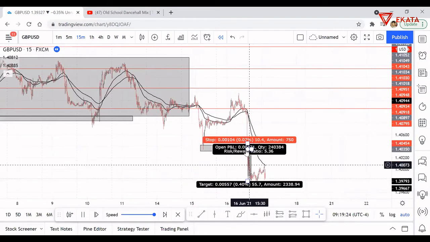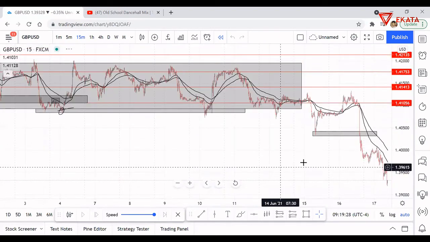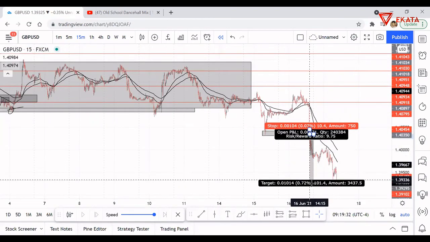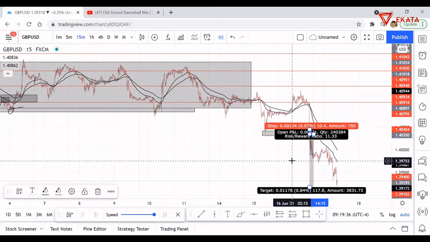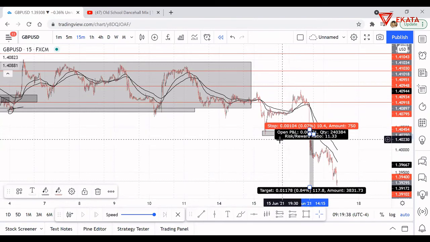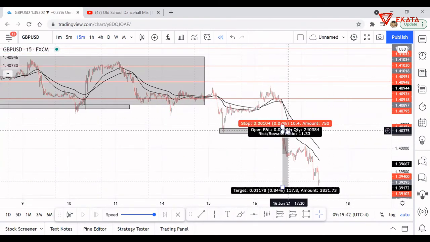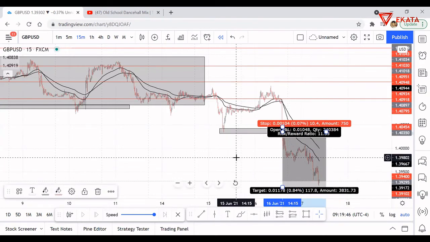From this area, GBP USD fell a whopping 120 pips. Anybody who bought GBP USD from this area, what would have happened? You'd be 120 pips in drawdown, or worst case scenario, you'd get a margin call because you decided to go against the momentum.